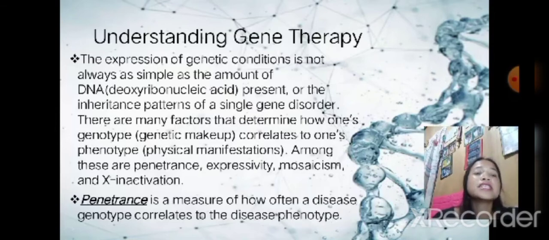So the next is to introduce a non-faulty copy of a gene to stand in for the altered copy causing disease. Penetrance is a measure of how often a disease genotype correlates to the disease phenotype. For example, in a completely penetrant disease, every individual who is genetically positive for the disease would have clinical manifestation of the disease. In contrast, for diseases with incomplete penetrance, some individuals who are genetically positive for the disease may be asymptomatic.